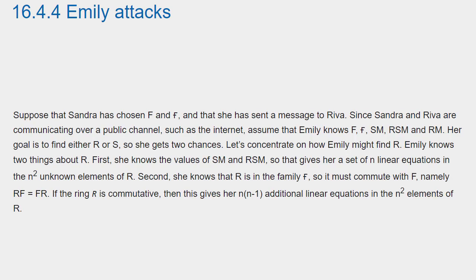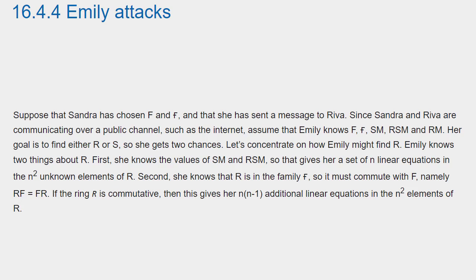Section 16.4.4 Emily Attacks. Suppose that Sandra has chosen F and the family F and that she has sent a message to Riva. Since Sandra and Riva are communicating over a public channel such as the Internet, assume that Emily knows F, family F, SM, RSM, and RM. Her goal is to find either R or S, so she gets 2 chances. Let's concentrate on how Emily might find R.